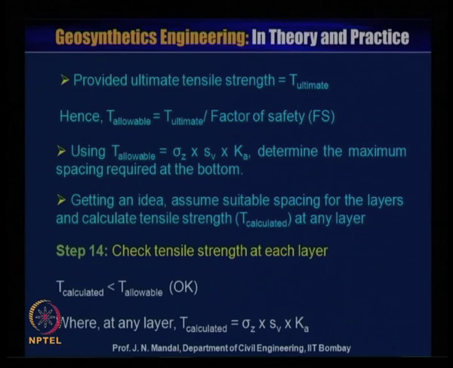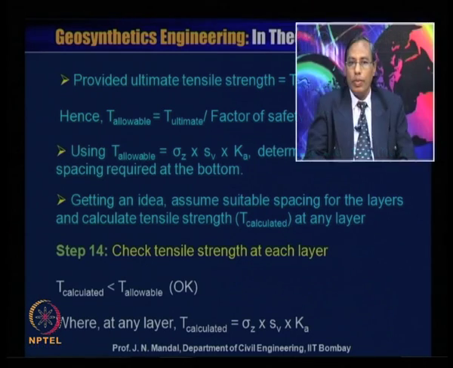Now, the provided ultimate tensile strength is T ultimate, hence T allowable should be equal to T ultimate divided by the factor of safety. Now, using T allowable equal to sigma Z into Sb into K, determine the maximum spacing required at the bottom. Getting an idea, assume a suitable spacing of the layer and calculate the tensile strength, that is T calculated, at any layer.